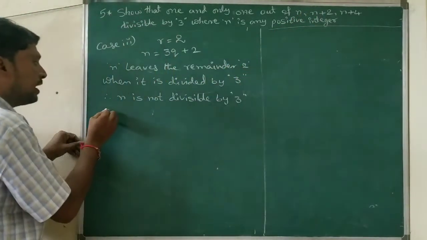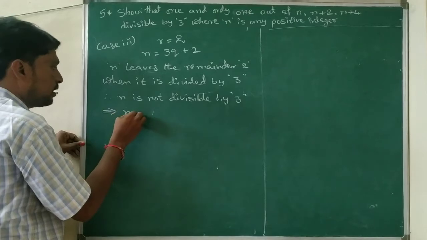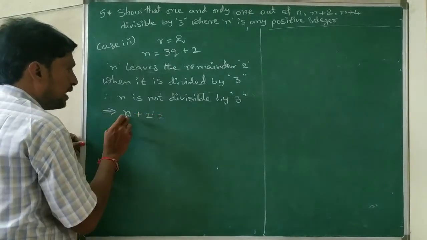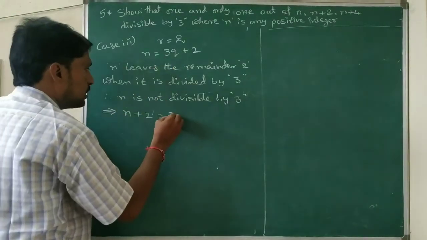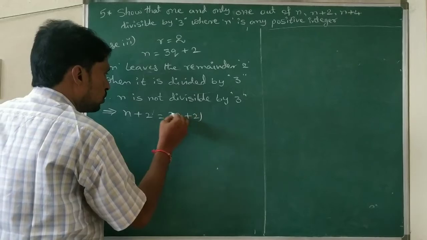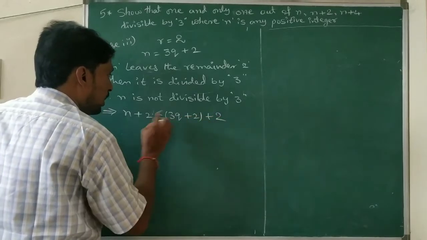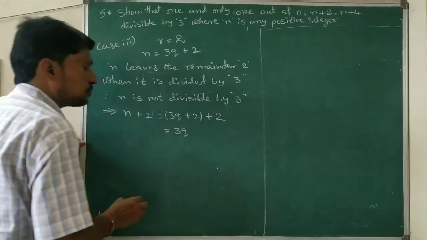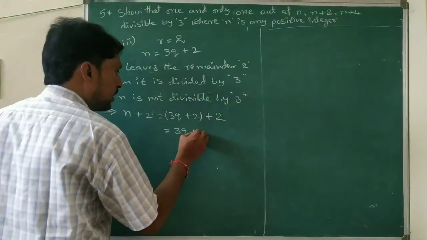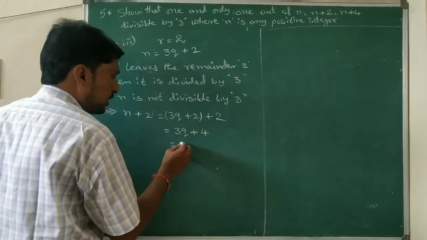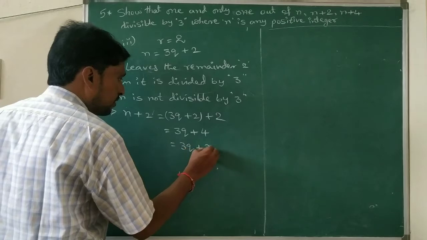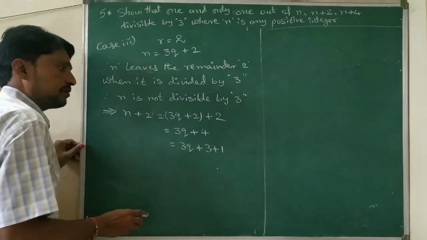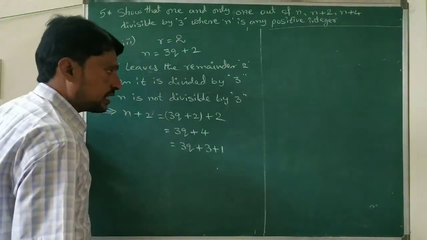Now n value is completed. Now we need to find the n plus 2 value. n plus 2, n value is 3q plus 2, plus 2 as it is. That equals 3q plus 2 plus 2. Both are plus, so we add to get plus 4. How do we write it? 3q plus 3 plus 1 I am writing. So 3 plus 1 value we can take as 4.